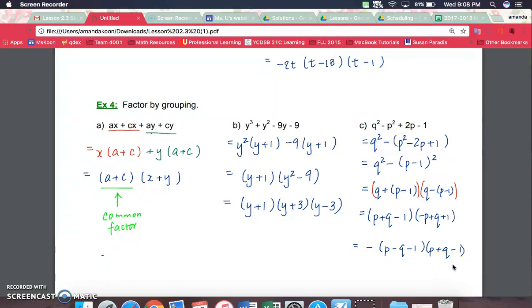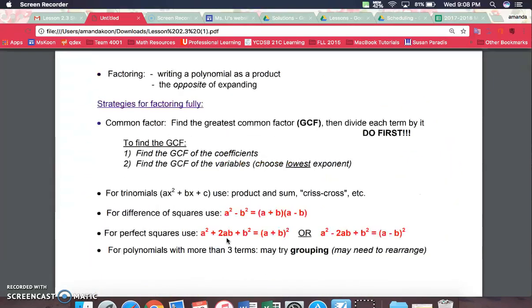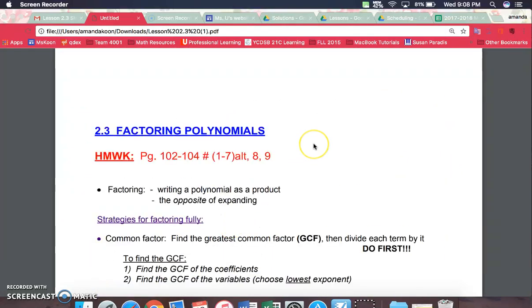And that's all the factoring that you will need to know in grade 11. Now you can move on and try doing those homework questions listed on the first page of your handout. Good luck!